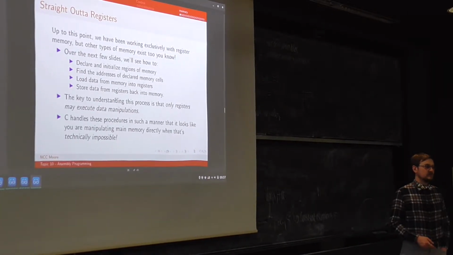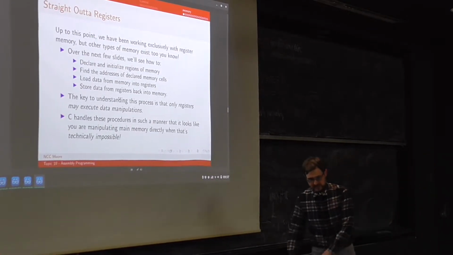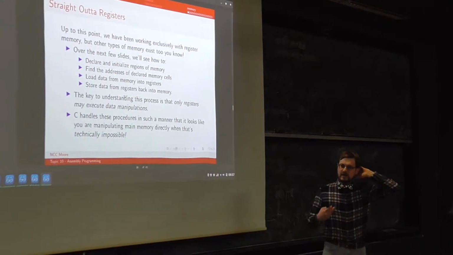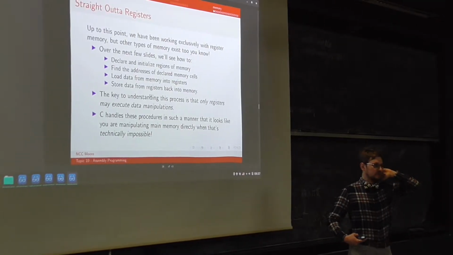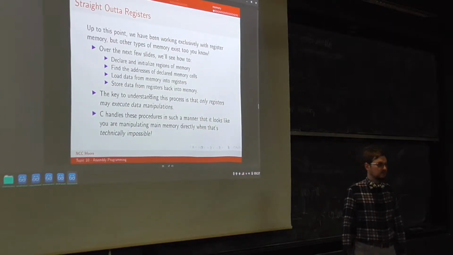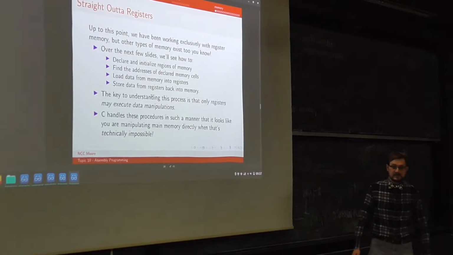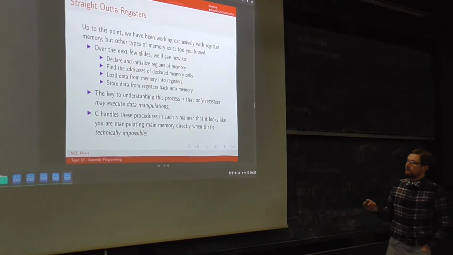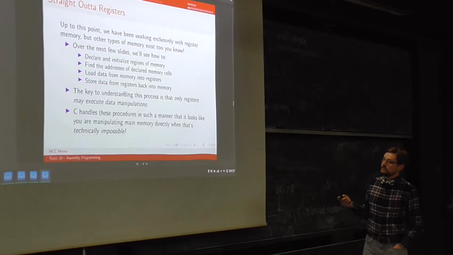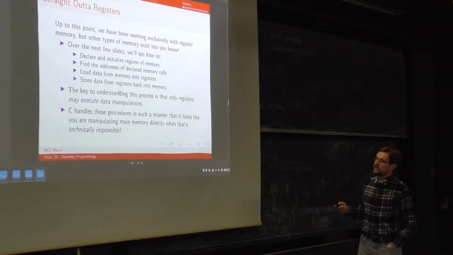We're going to be talking about this in the context of Visual, of course. It's not real, well, I mean everything's in real memory, but they're emulating the RAM that you're interacting with in the same way that you're emulating everything else in Visual. So the address numbers are not going to look real, but it is what it is. So we're going to learn how to declare and initialize regions of memory, find the addresses of declared memory cells, load data from memory into registers, and then put it back again.